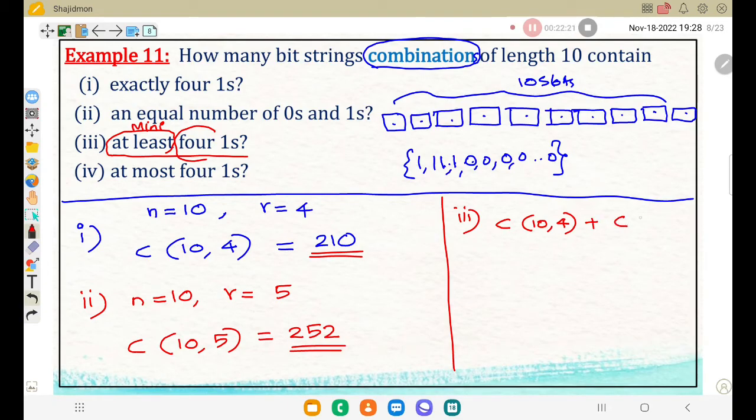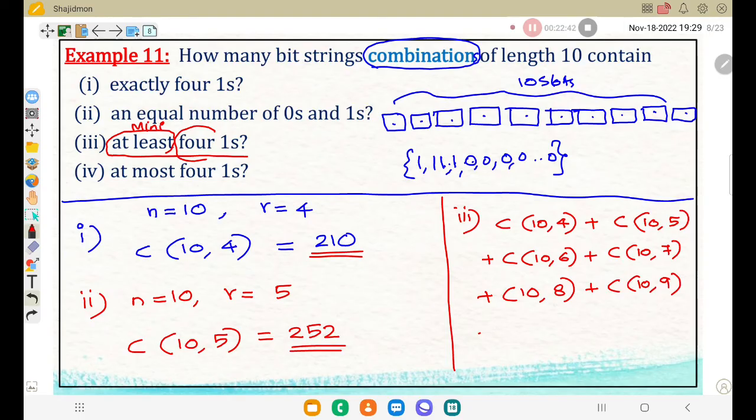Plus combination of, out of 10 slots, 5 will be 1, then plus combination of 10 slots with 6 ones, and combination of 10 with 7 slots being 1, and combination of 10 with 8 slots being 1, plus combination of 10 9, and plus combination of 10 10, correct? Because totally the length is 10. At least means minimum 4 slots are 1. So 4 slots combination will be there, 5, 6, 7, 8, 9, 10, correct? When we calculate, you will get the answer.